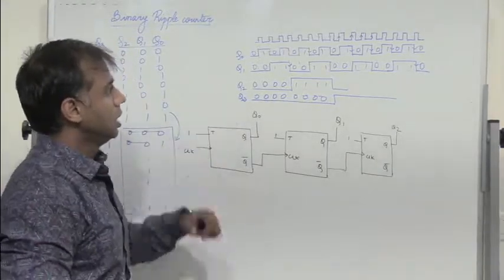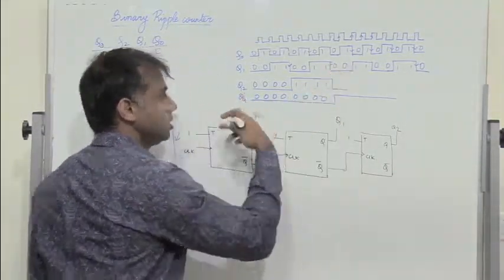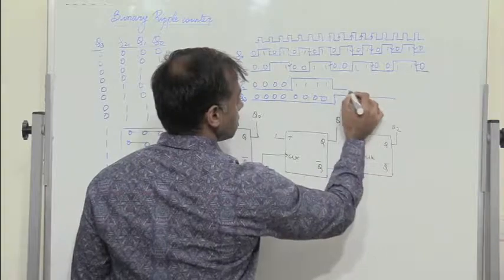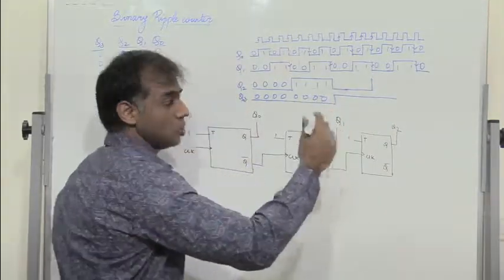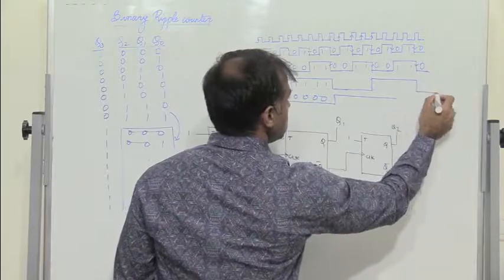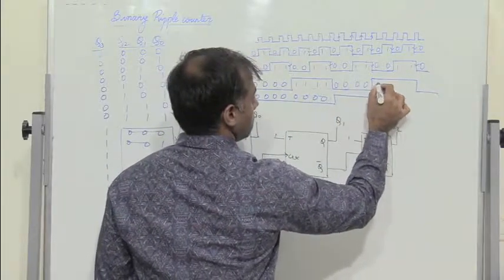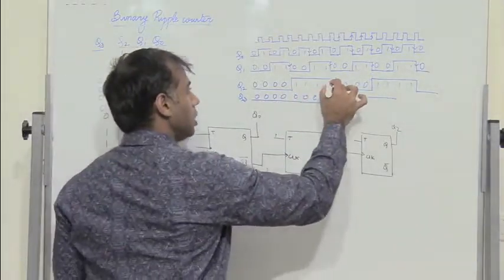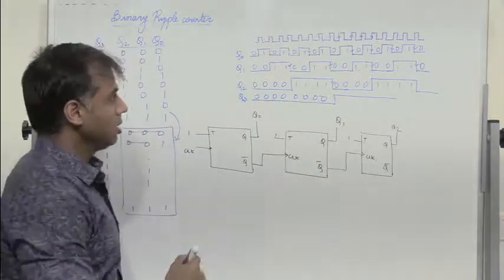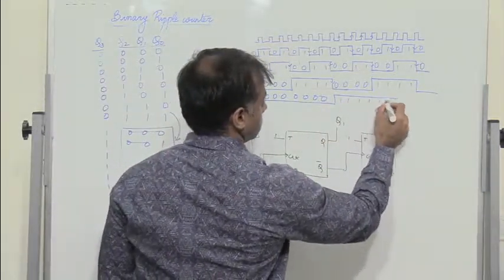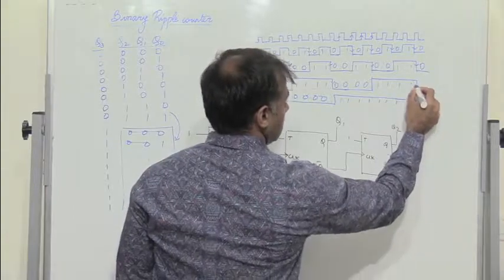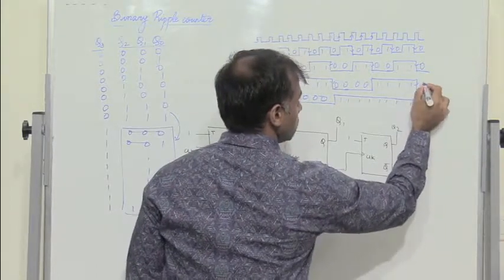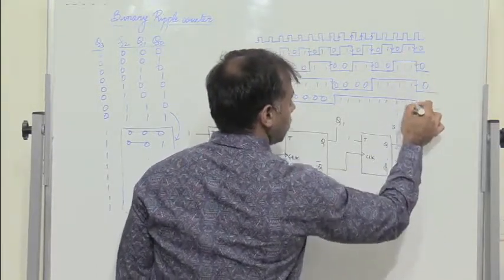So what about Q2? At the falling edge of Q1, Q2 changes its state, right? So it changes its state from 1 to 0. And again at the falling edge here, it changes its state from 0 to 1. And then again 1 to 0. So again at the falling edge of Q2, I want Q3 to change its state from 0 to 1. And again at the falling edge of Q2, Q3 should change from 1 to 0. So finally I would have 1, 1, 1, 1.